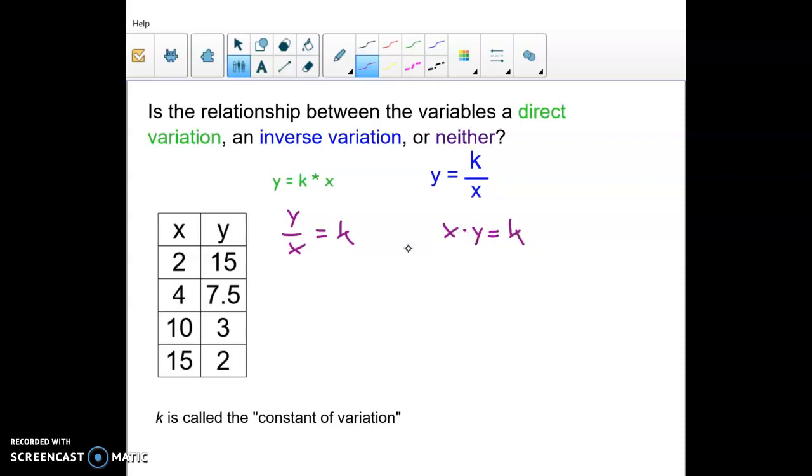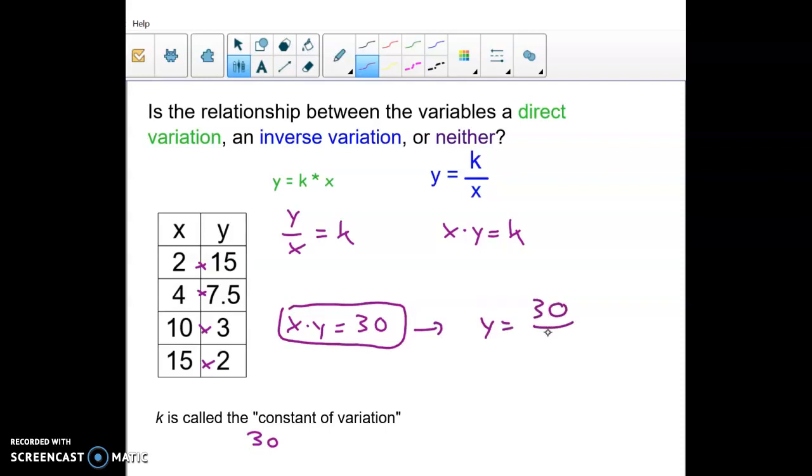So I'm going to start with that. I'm going to see if I multiply these xy pairs together, will I get a constant? Okay, and you can see that every time I multiply x times y, I always get 30. So that means k, the constant of variation, is 30, and the equation is either this, I would take this on the test, or if you divide both sides by x, you could have y equals 30 over x.